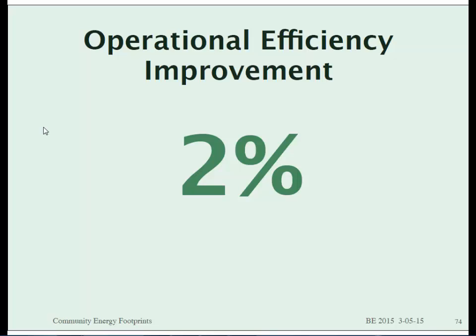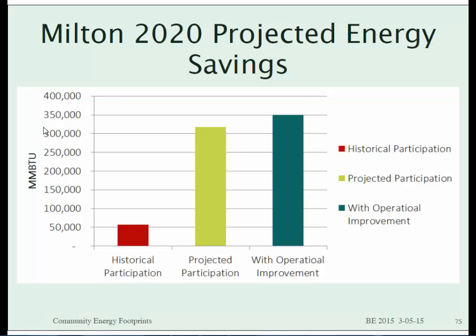Studies at MIT have shown that when people have their energy use compared to social norms, we can expect to see a 2% efficiency improvement, so a 2% reduction in energy consumption simply by comparisons to social norms. So this will result in behavioral changes, and we can expect to see the same thing here in Milton.